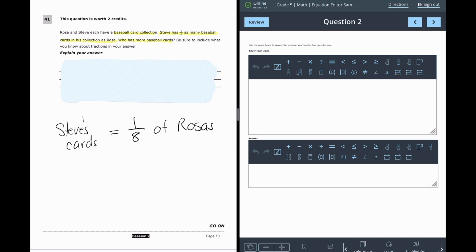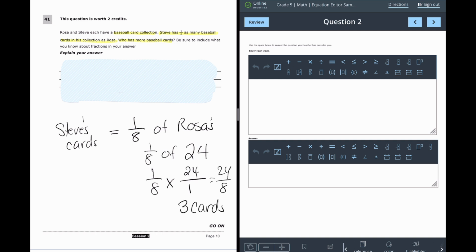So just by looking at this, if I know that he has 1/8 of Rosa's, I know that he's going to have only a part of what Rosa has. So for example, if Rosa has 24 cards, Steve would have 1/8 of 24, which would give him less cards. It would give him 24/8, or 3 cards.